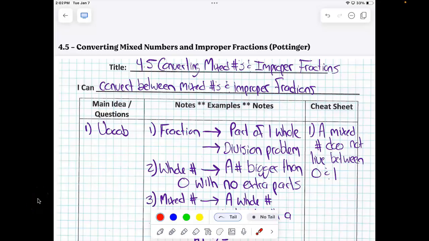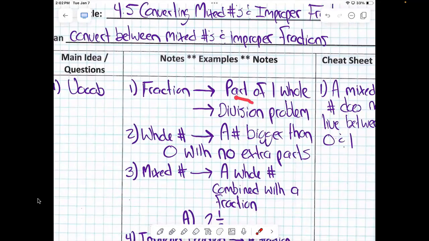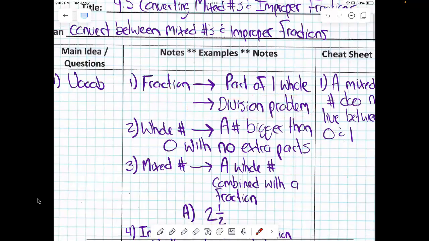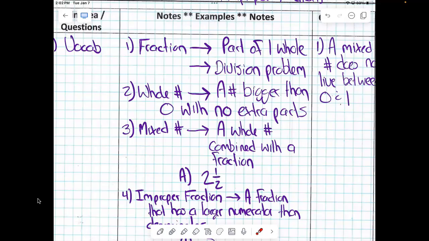Today we were converting mixed numbers into improper fractions. Can you do that? Yes. Something really important about a fraction we need to remember today. What is a fraction? Division problem. A fraction is always a division problem. True or false? True.